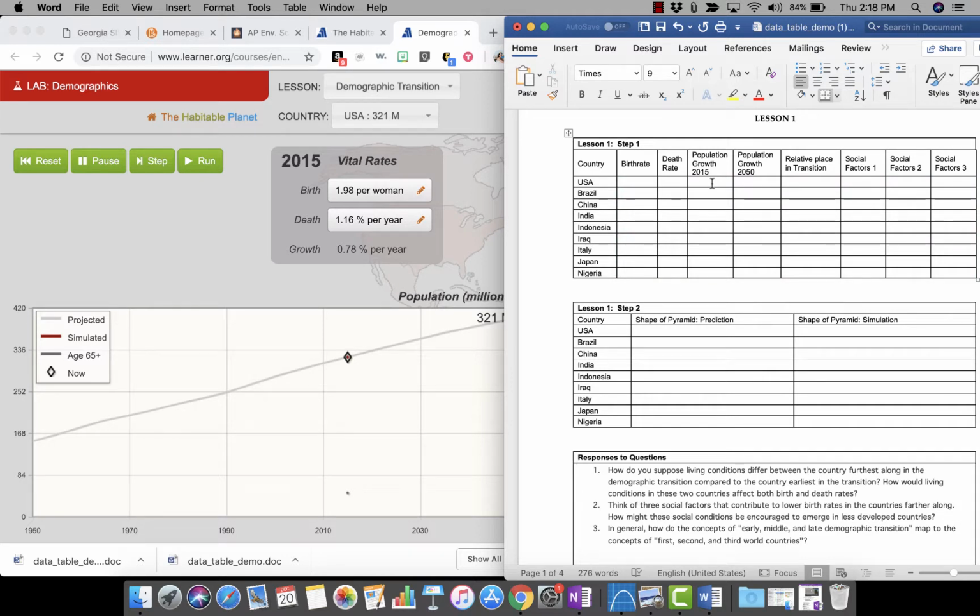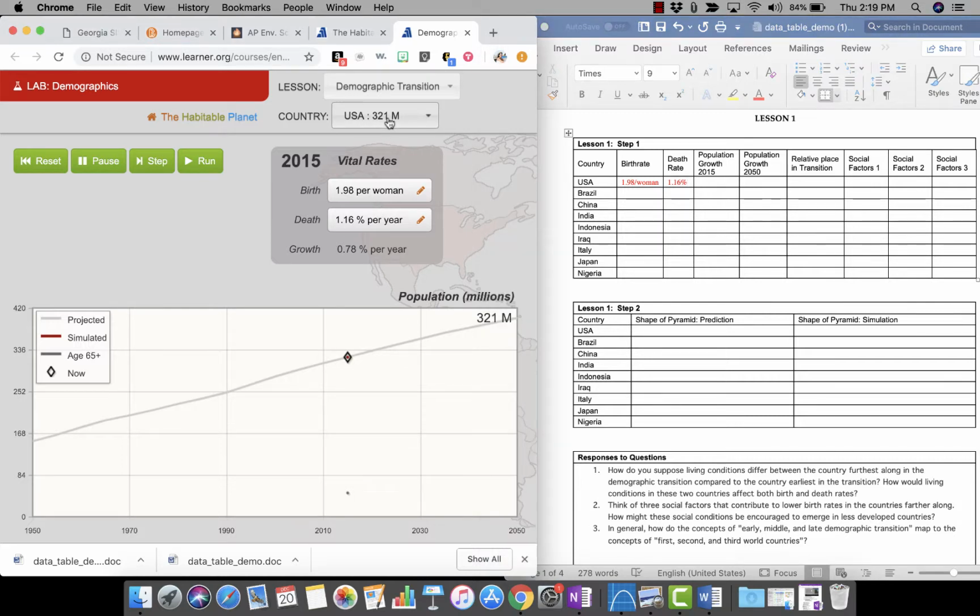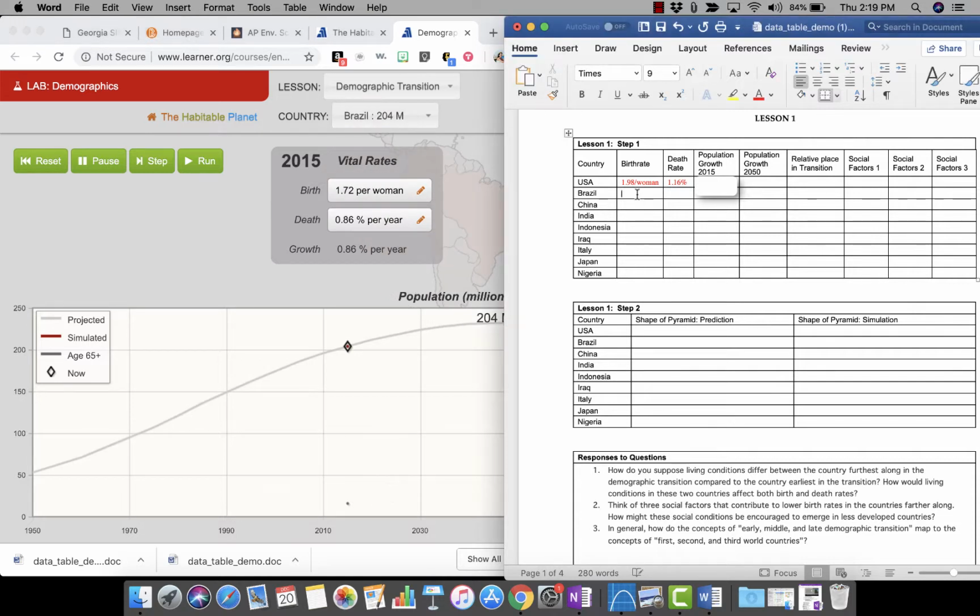The USA had a birth rate of 1.98 per woman, and then it had a death rate of 1.16%. Okay, we can go to a different country. Brazil is next. Brazil was 1.72 per woman, and the death rate was 0.86%.